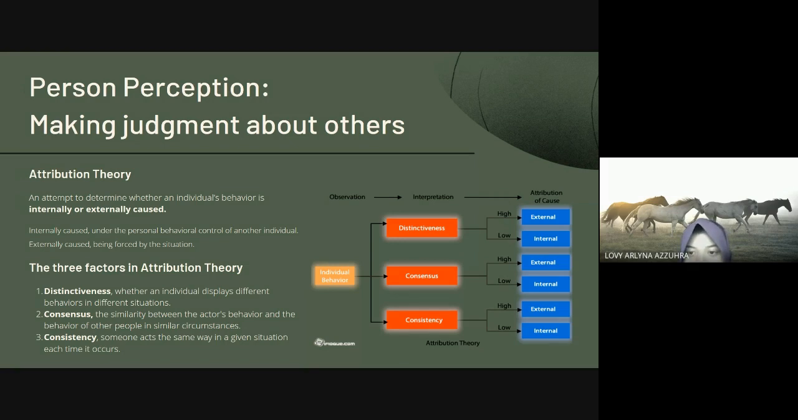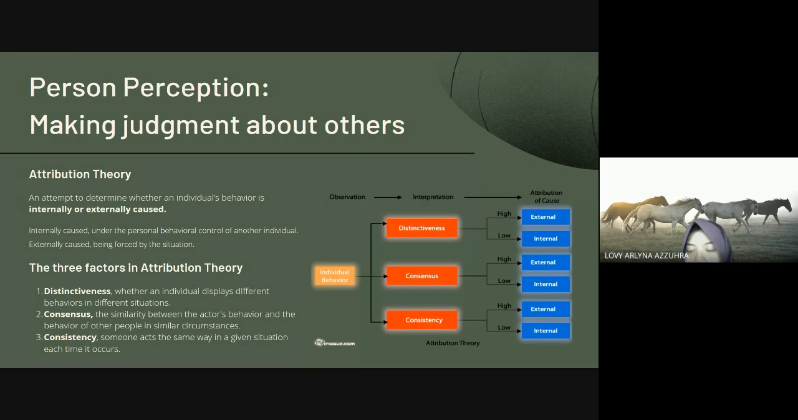But I'm going to explain first what it means for behaviors to be internally caused and externally caused. Internally caused behaviors are those that the observer believes to be under the personal control of another individual, someone acting this way or that way under their control. For externally caused behavior, we imagine that the situation forced the individual to do it. Now I'm going to talk about those three things: distinctiveness, consensus, and consistency. Distinctiveness refers to whether an individual displays different behaviors in different situations.